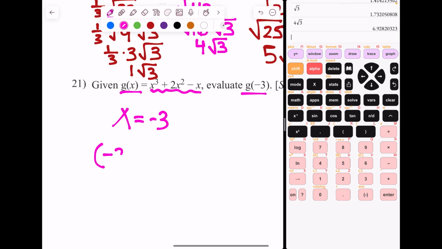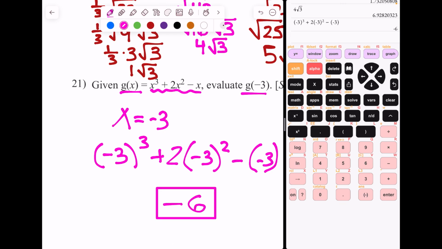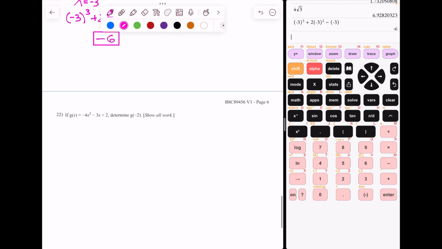You would replace x with negative 3. It's telling me that x is being cubed, plus 2, put negative 3, squared, make sure you use parentheses, minus negative 3. Let me type in exactly what I see here. Negative 3 to the third, plus 2, negative 3 squared, minus negative 3. And when I do that, I get negative 6 as my final answer. Good job.